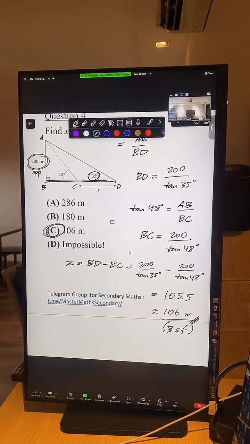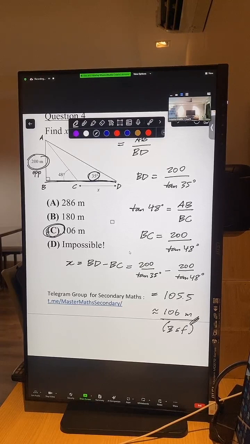Today we are doing Pythagoras Theorem and TOA CAH SOH, trigonometric ratio. Why ratio? Because you will have something over something. That's a ratio. It's a fraction, it's also called a ratio.